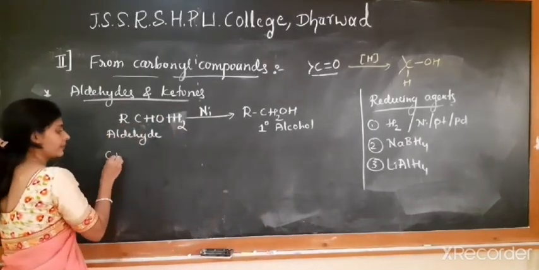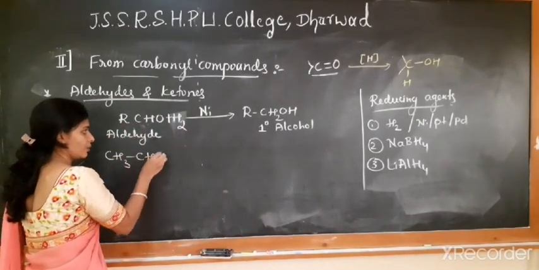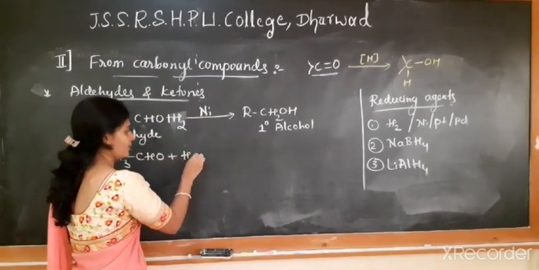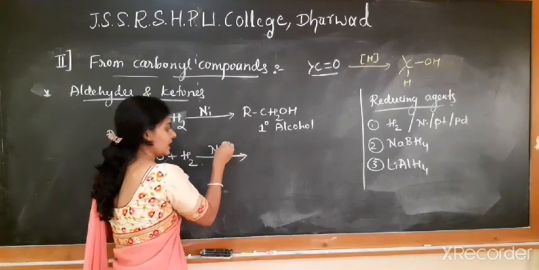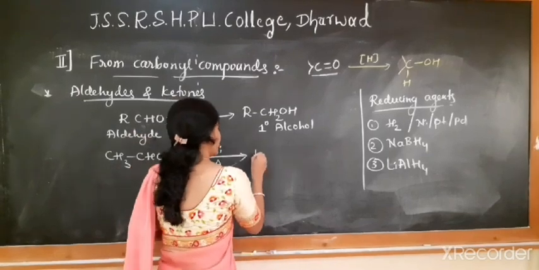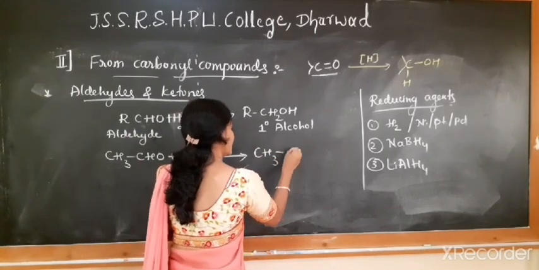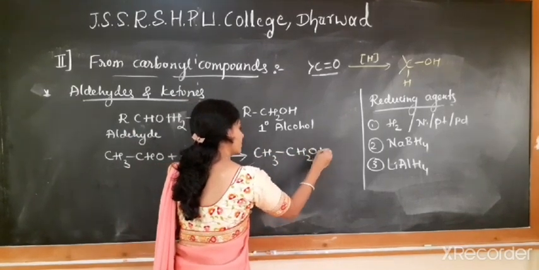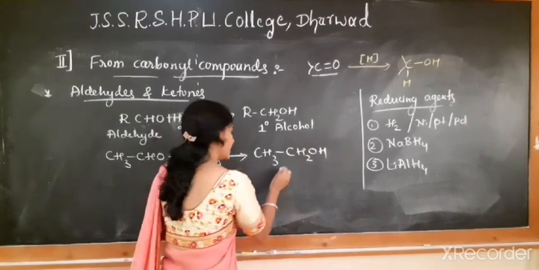For example, if I take CH3CHO, this on reaction with hydrogen in presence of nickel, platinum or palladium catalyst, all this takes place on heating. Okay. So there is a formation of CH3CH2OH. So there is a formation of ethanol.